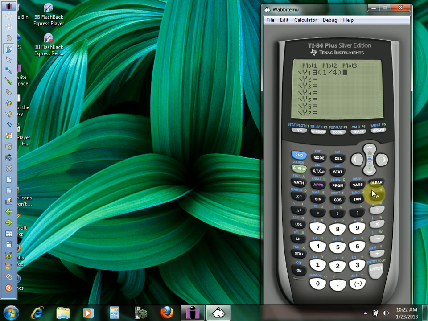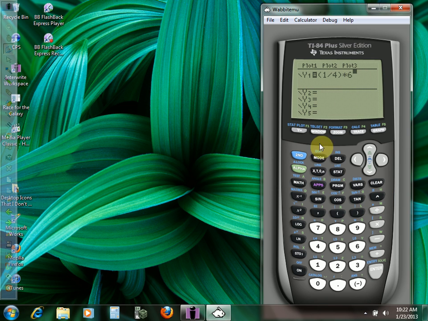So we do 1/4 times 6, and we want to do to the x power, so we use the caret button to create an exponent, and we put x in the exponent. So 1/4 times 6 to the x. Now if we were to graph this, there's what our graph would look like.